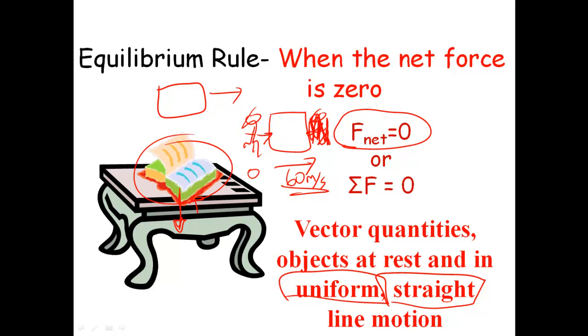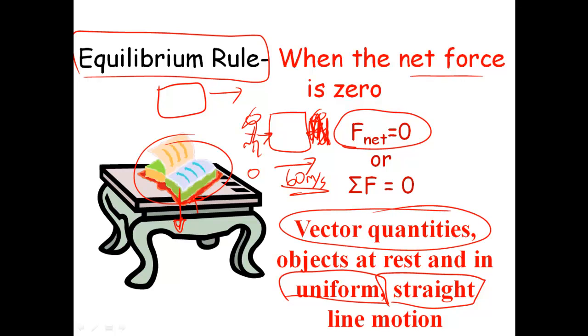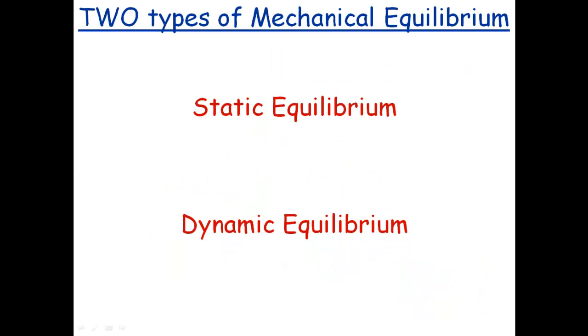Back to that book. If it's just sitting there, we're not changing its motion. So equilibrium, it turns out, the net forces are 0. That only happens when an object is not changing its motion. And since we're talking about forces on objects, it has to be when you have vector quantities, any type of vector quantity.